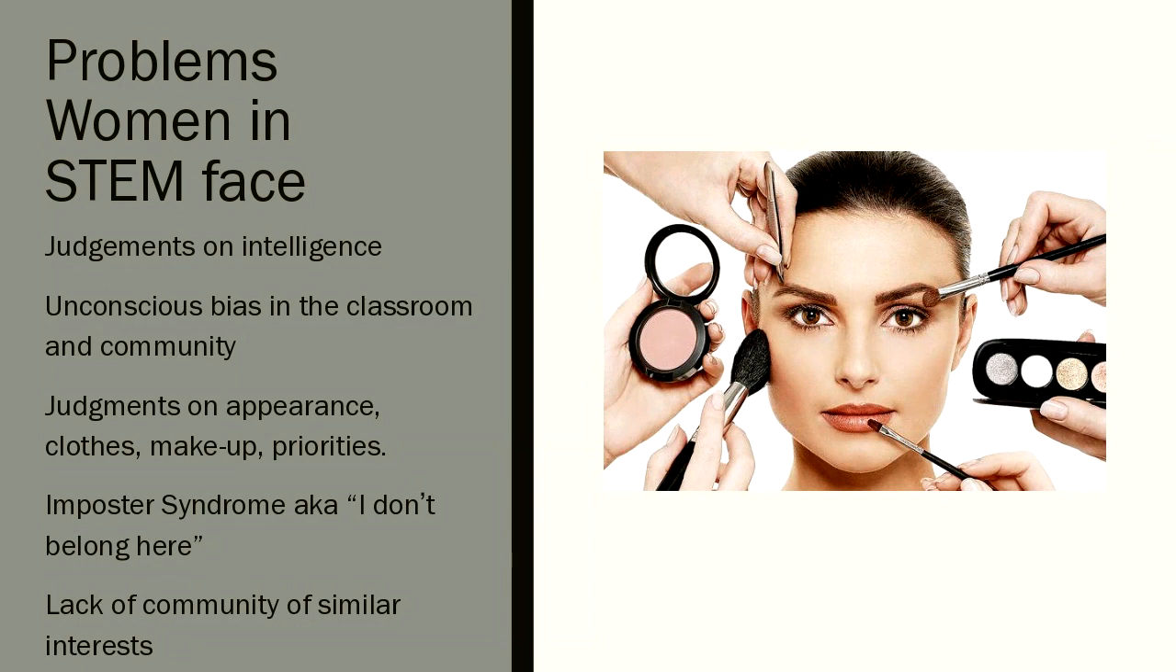Also judgments on appearance, clothes, makeup, priorities, just all those different things. Like if I come to class wearing a scandalous outfit, that's not scandalous at all, I'm getting judged on what I wore versus I'm not judging the guy who wears sneakers with holes in it. And also like, oh, your makeup, like, oh, what are you dressing up for? It's like, I want to present myself how I want to present myself, and I should not be judged on that. I should just be able to come to a community of people and interact with them.